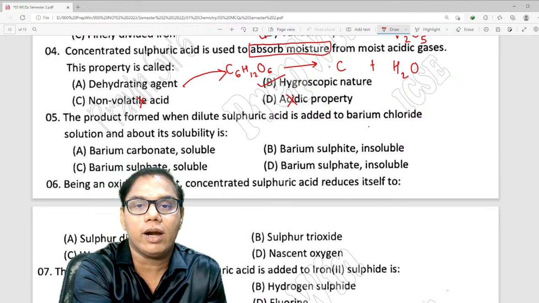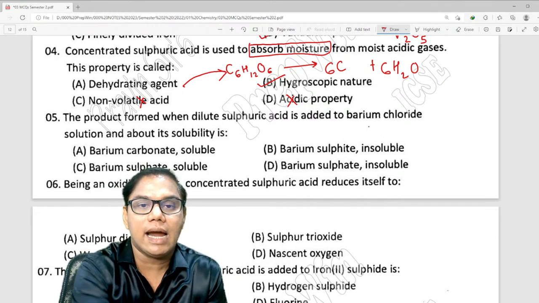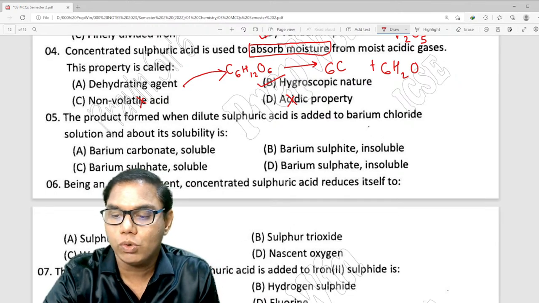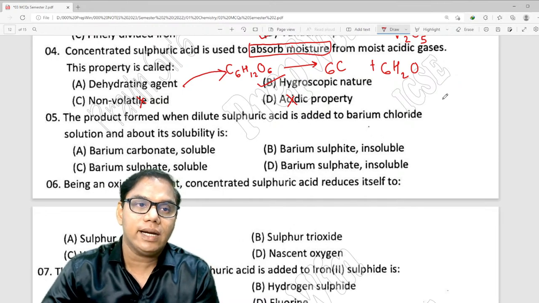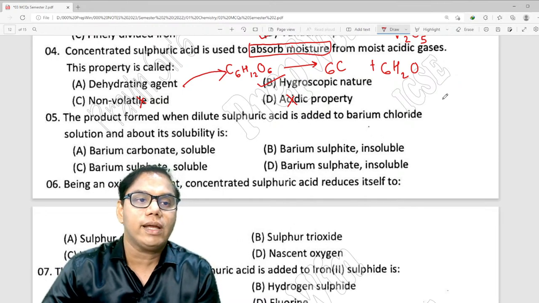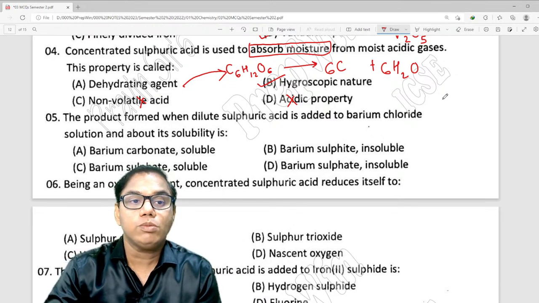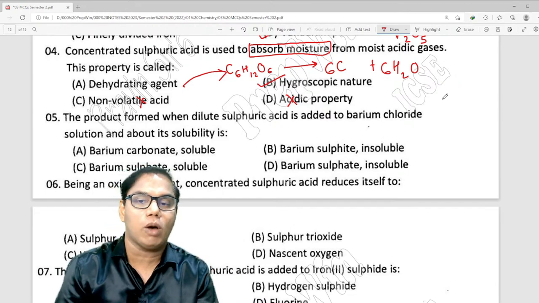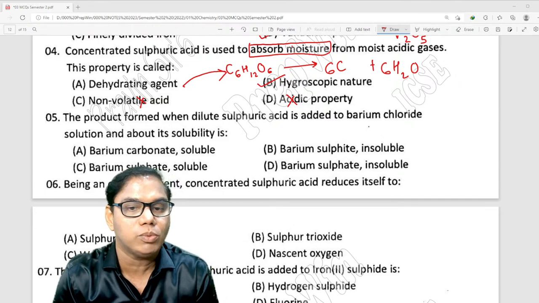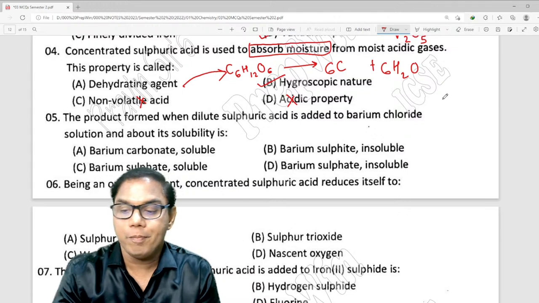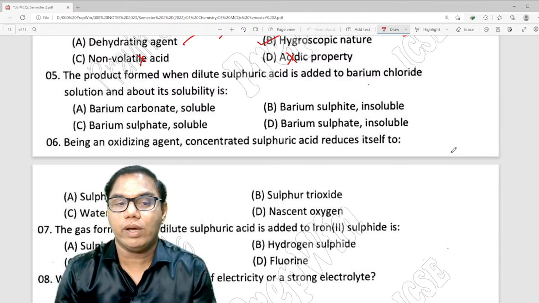Not balanced, so I put 6 here and balance it. This property is hygroscopic, while this one is dehydrating. Concentrated sulfuric acid can dehydrate, but in that the formula changes. It is not the absorption of moisture. Are you getting it? Very good. Please remember this, such confusing questions can come in the exam.